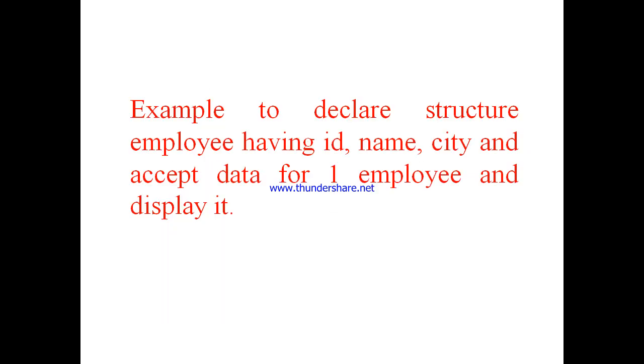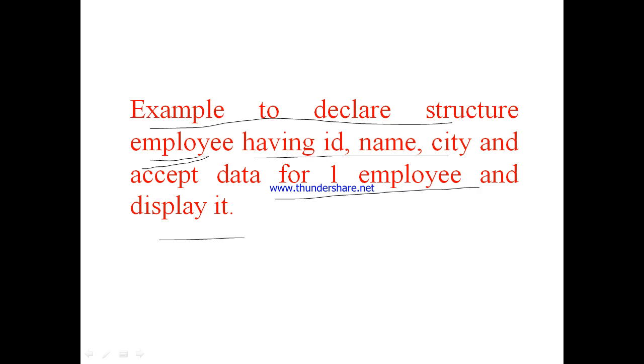Now let us see the next example. Here the example is to create a structure employee. The structure employee has the members id, name, and city, and I have to accept data for one employee and display it. Now we have to define a structure employee having three members: id, name, and city. The id can be defined as an int, integer. Name and city we have to define as character arrays.